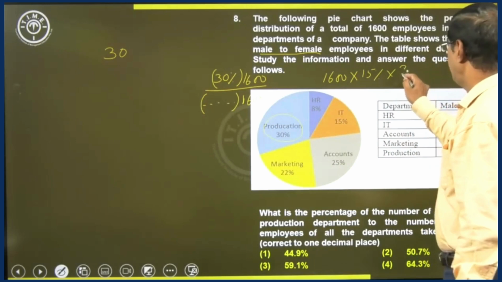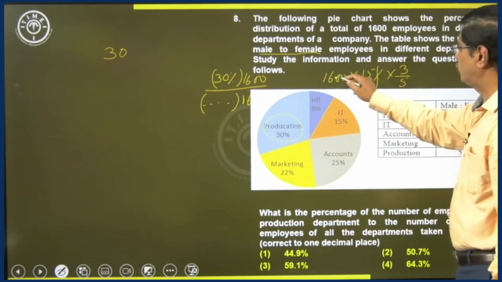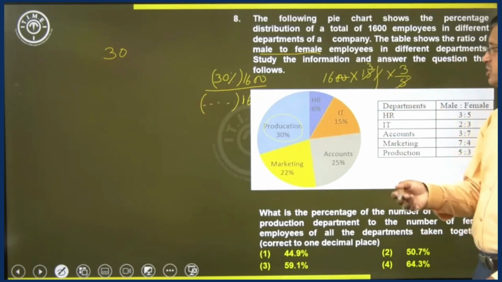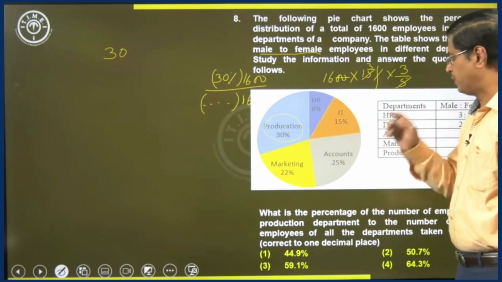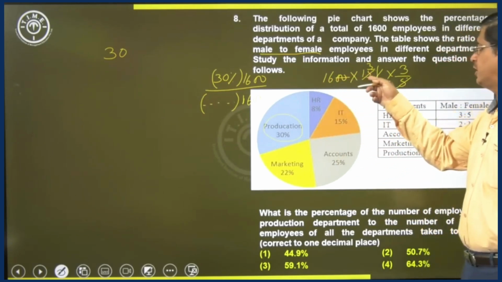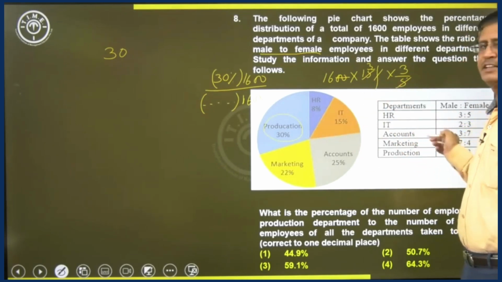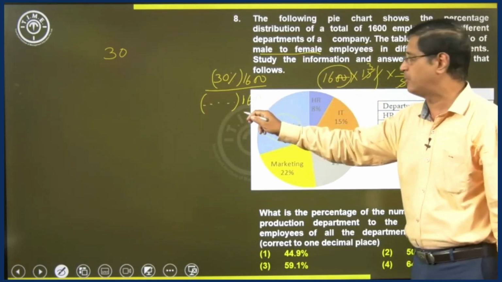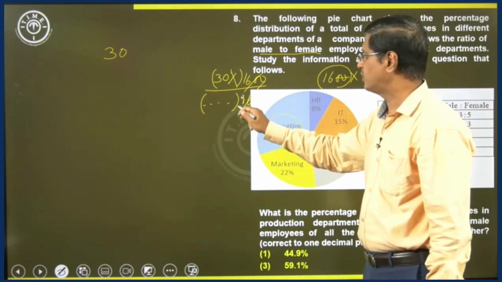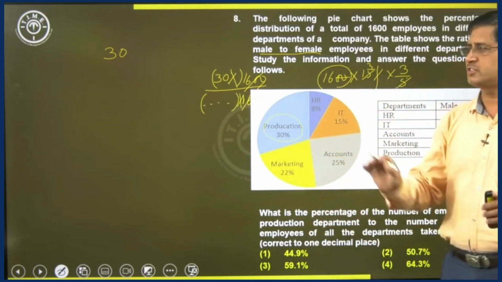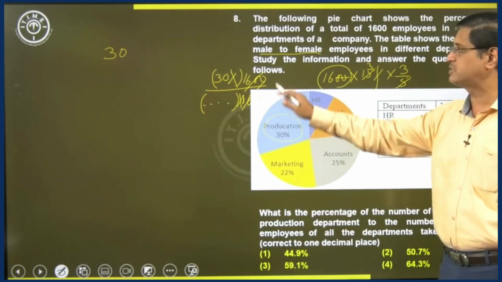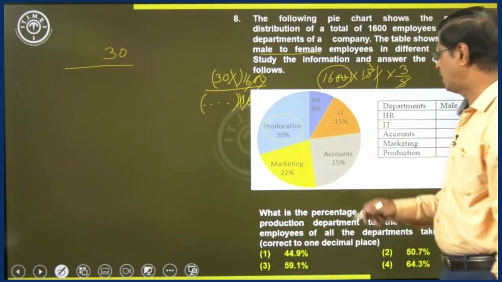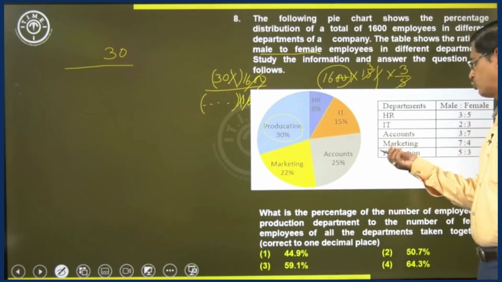Now percentage and 0 get cancelled. Now 5 goes exactly 3 times. 3 into 3, 9 into 16. Here this is the IT department. Similarly, accounts department also 1600 into the corresponding value and the number of females. In all these parts, 1600 is common. So I am taking 1600 common and just simplify. Percentage also gets cancelled. So we are left with the simple value, 30% means 30. And what about the females in all the departments? Just observe IT, HR, accounts, marketing, production.